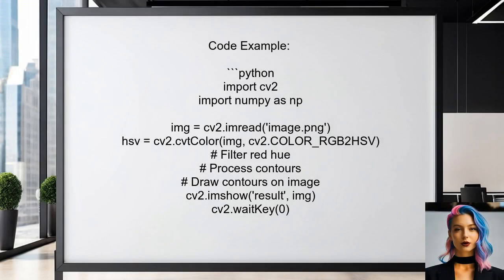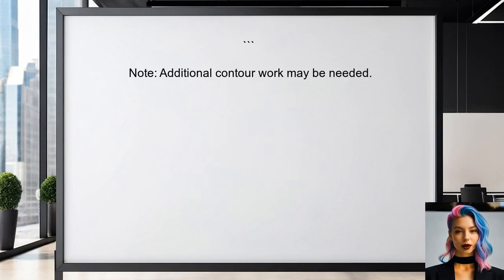The user provides a code example using OpenCV. It includes steps to filter the red hue, process contours, and draw the detected line on the image. This method works well for the user's case, but may require additional work with contours.